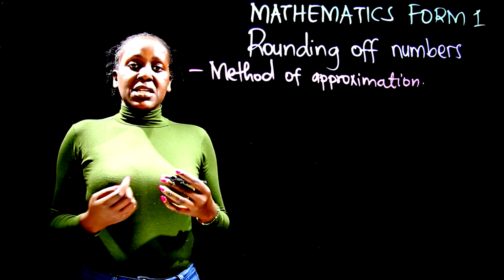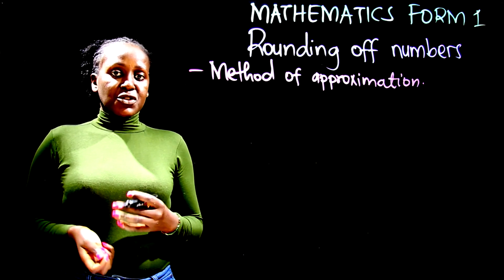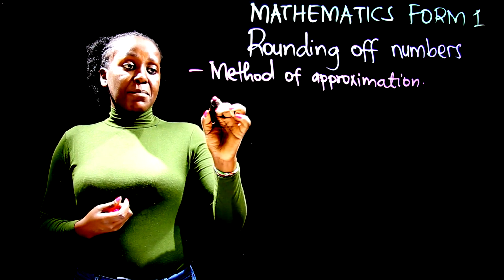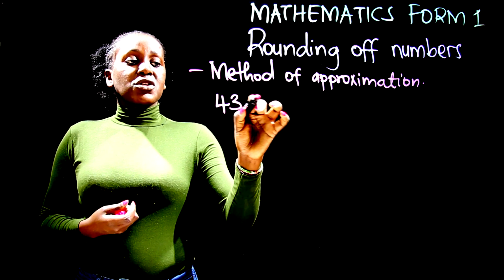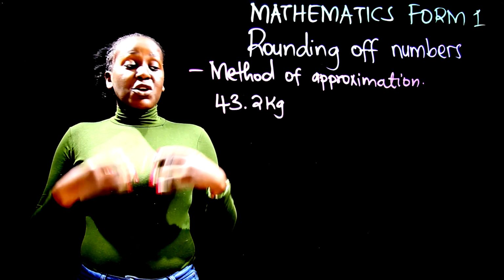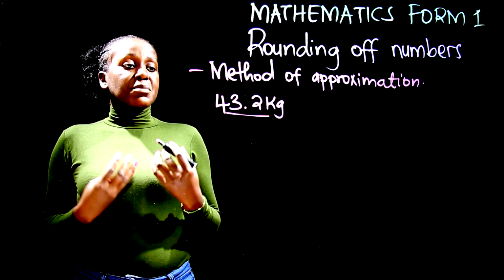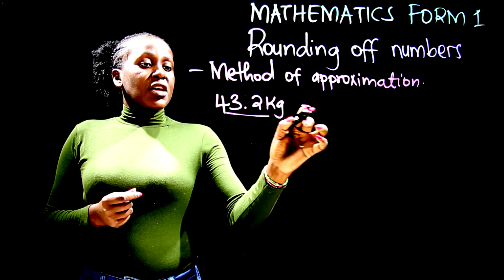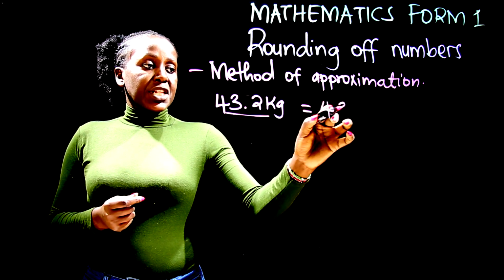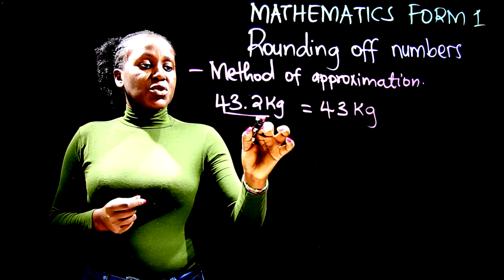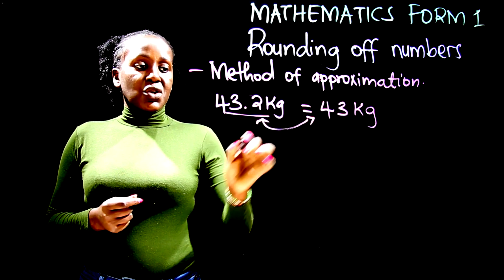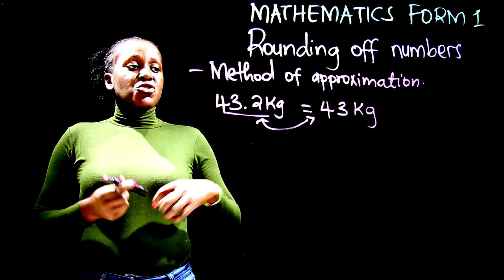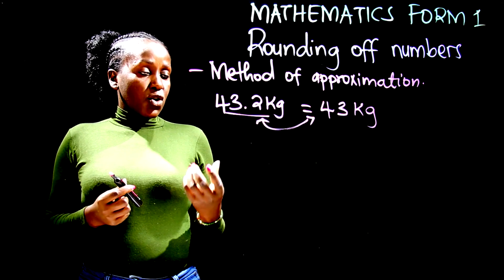So what we mean by this is that, let's say for instance, you weigh yourself and you discover that you have a mass of 43.2 kilograms. Now this mass can be approximated into a whole number. You can approximate 43.2 kilograms into 43 kilograms. So this is what we refer to as approximation. It's just cutting down on some numbers so that you get a figure that is close to a whole number.